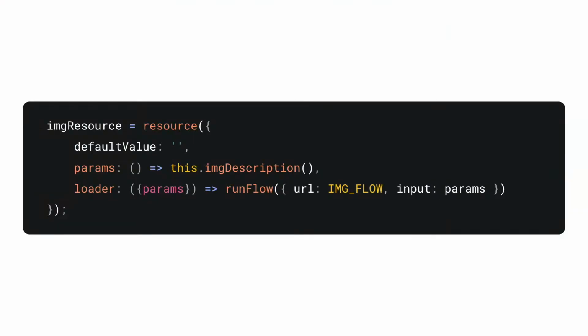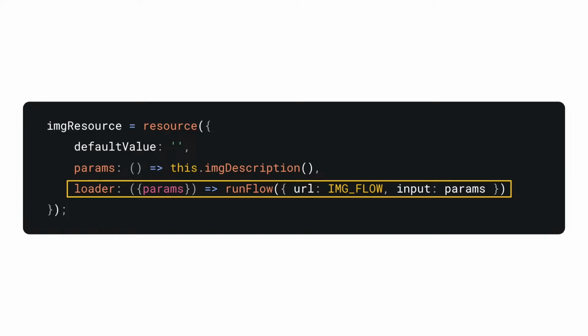Here, we define a resource, and it calls an asynchronous function to generate an image using Gemini through the GenKit library. Resource has a params field, which we've populated with a signal called image description. Anytime this signal changes, the resource will run the asynchronous function defined in our loader field. The loader function takes the params as a parameter, and here you can see the loader function uses data in the params, our signal, to call GenKit's asynchronous run flow method to generate an image with Gemini and return the image URL.